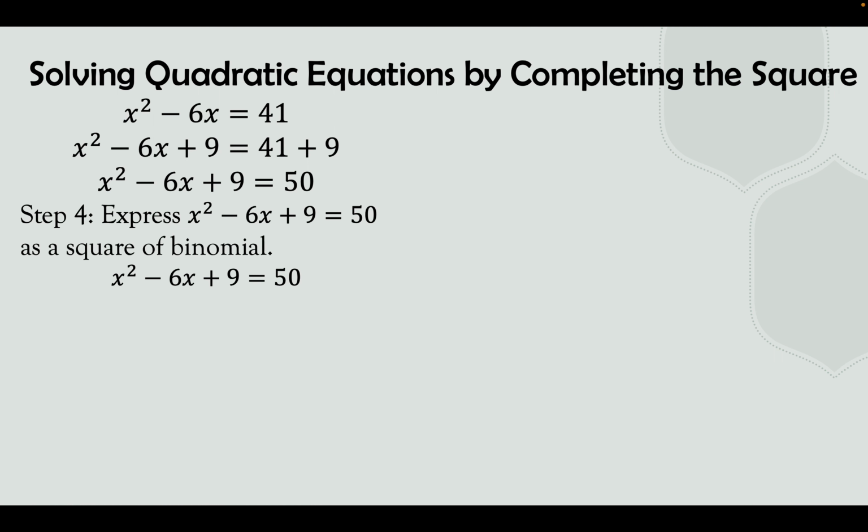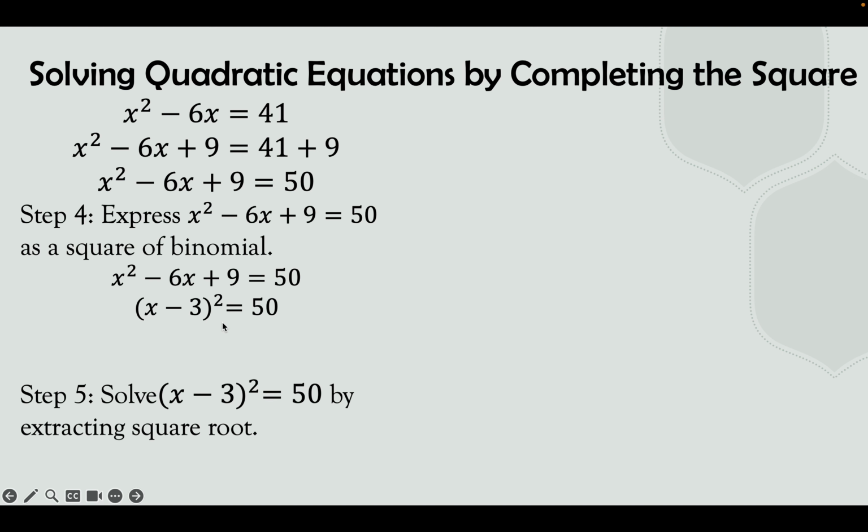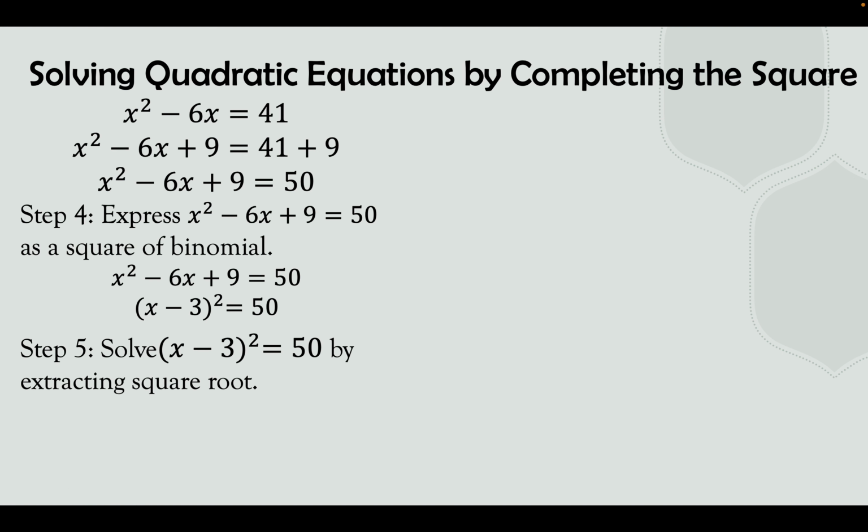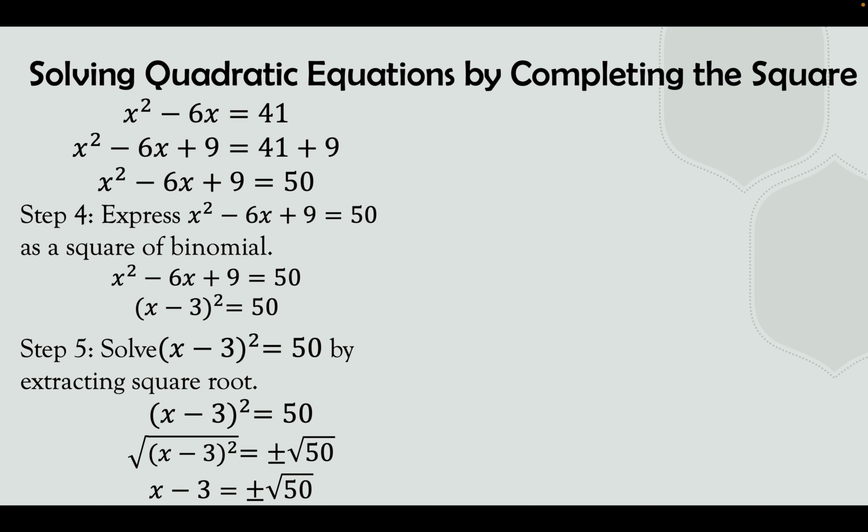Next, we need to express the given quadratic expression as a square of a binomial. So we have x squared minus 6x plus 9 equals 50. The square of the binomial for that one is x minus 3 squared equals 50. Now we need to extract the square root. So we take the square root of both sides: the square root of x minus 3 squared equals positive and negative square root of 50. So we have x minus 3 equals positive and negative square root of 50.